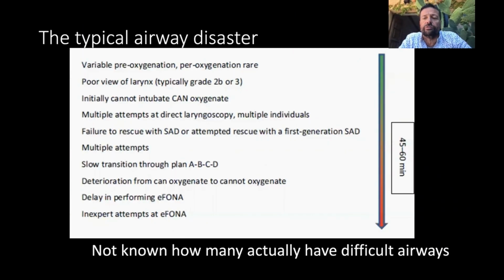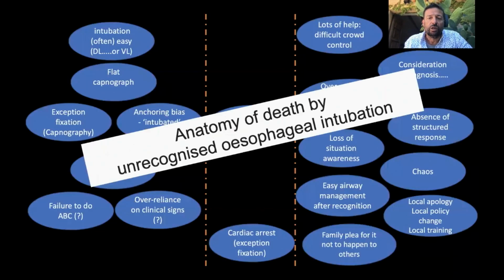I think there are two sorts of typical airway disaster. This is the first one, which is, I think, the commonest sort of airway disaster, and it's usually an issue of perseveration or repeated efforts to establish an airway without transitioning through an appropriate algorithm, usually leading to failed intubation, failed oxygenation, ventilation, and front of neck airway, which is often unsuccessful. However, I think the anatomy of death by unrecognised esophageal intubation is rather different, and rather than a problem of repetition, it's a problem of omission.